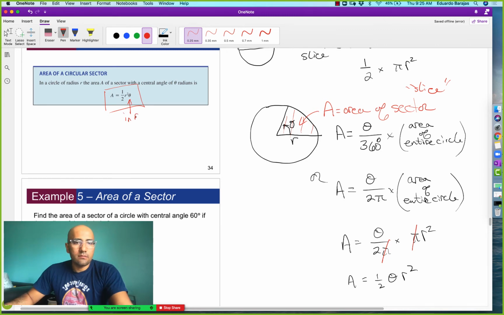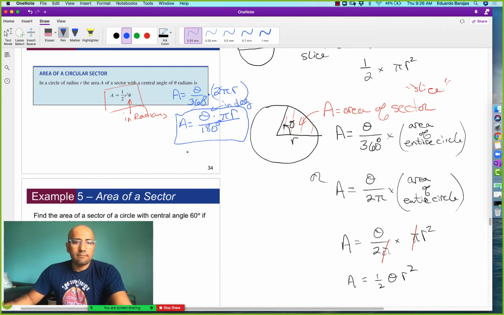In radians. Otherwise, the formula would be A equals theta over 360 degrees times 2 pi r. And nothing cancels. Well, I guess you can cancel out this 2 and this 360. So you could also say area equals theta over 180 degrees times pi r. That looks pretty ugly. And then this would be in degrees. Any questions?